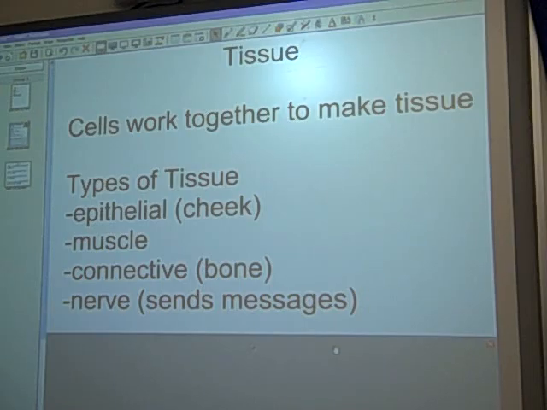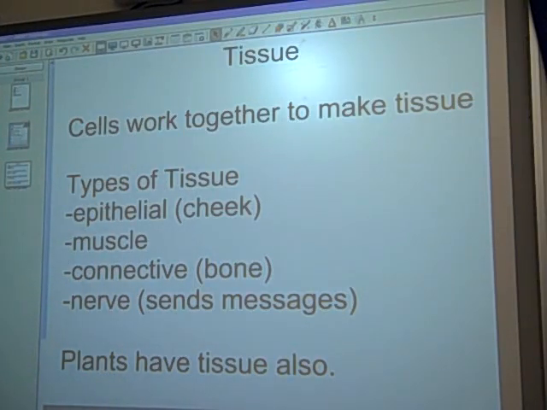And before I let you copy all that down, is there any other piece of note that you think we should know? Are there any other notes you think we should know? Do plants have tissue? I see some heads shaking no. Well, guess what?